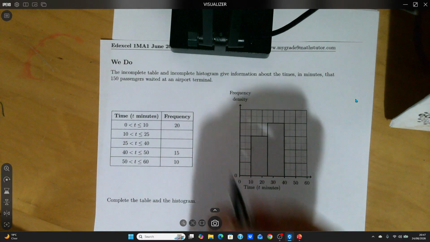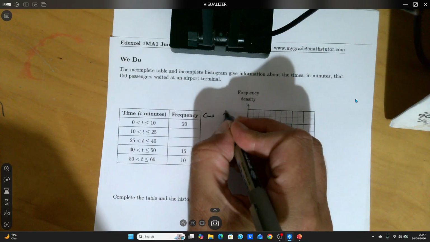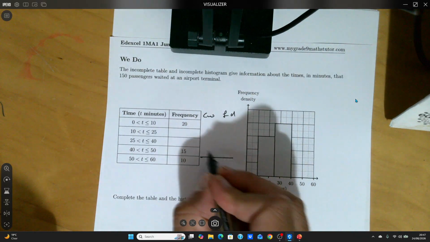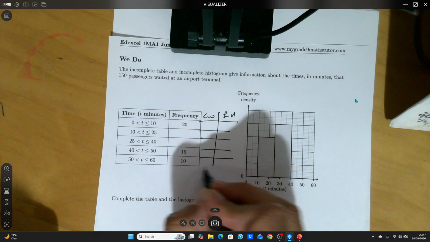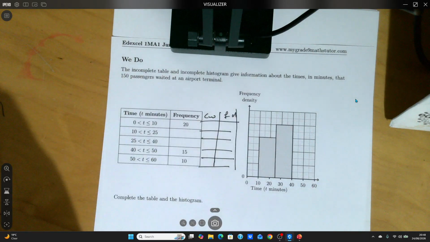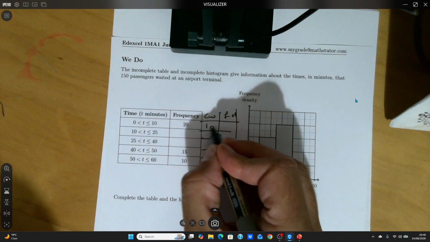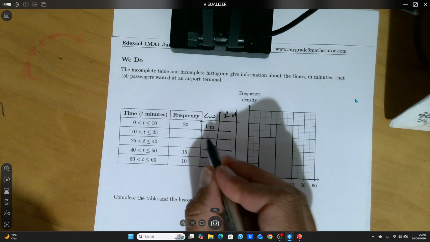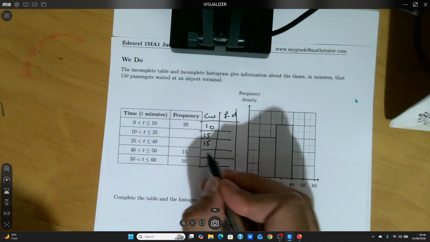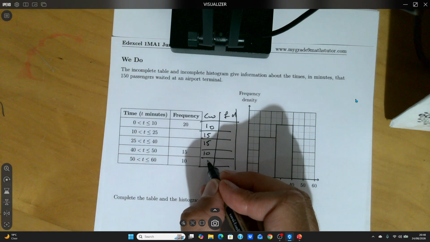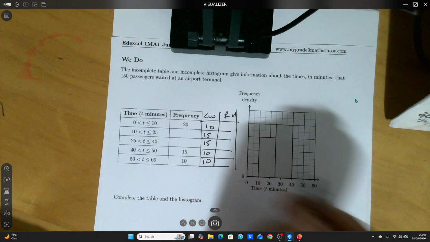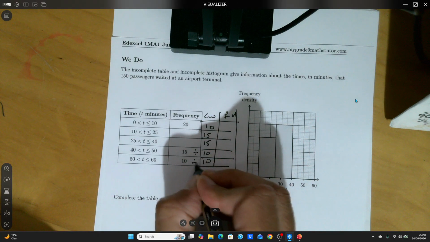What was the first thing I did? Well, I put the class width on and I put the frequency density on. So I hope you're working that out. Class widths are 10, 15, 15, 10, 10. Let's work out these frequency densities.